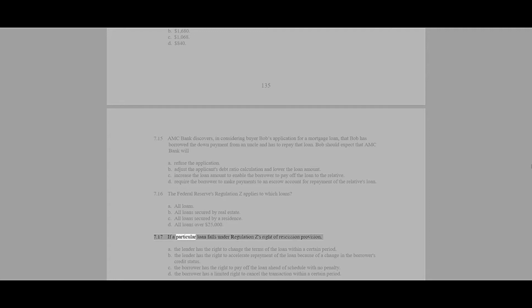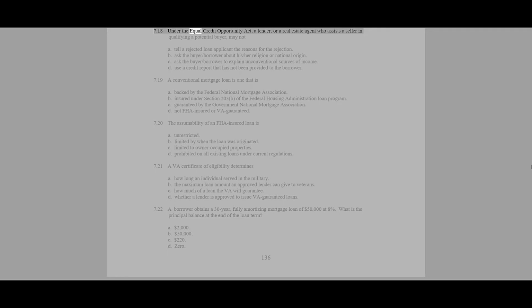7.17 If a particular loan falls under Regulation Z's right of rescission provision, A. The lender has the right to change the terms of the loan within a certain period. B. The lender has the right to accelerate repayment of the loan because of a change in the borrower's credit status. C. The borrower has the right to pay off the loan ahead of schedule with no penalty. D. The borrower has a limited right to cancel the transaction within a certain period.